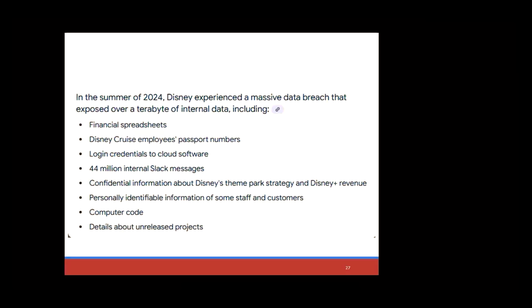So an example of what not to do, but it still happens, is last year Disney experienced a massive data breach, and all the Disney data, including details about unreleased product projects, were all made available. And where do you think this data is made available? Where do you think this data is all available? Where can you find this data if you want to?